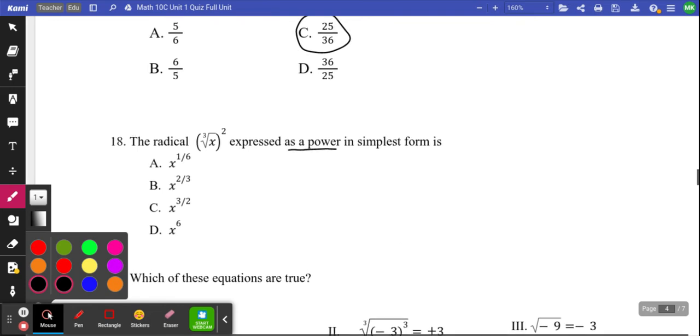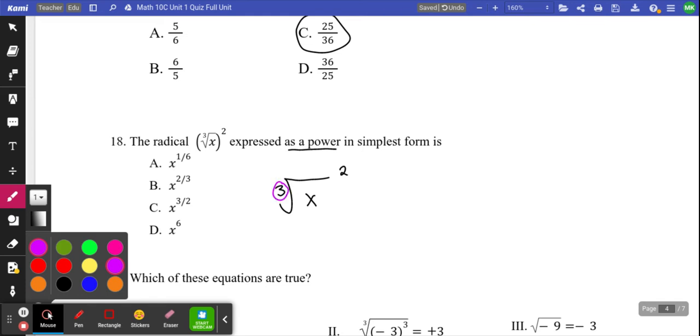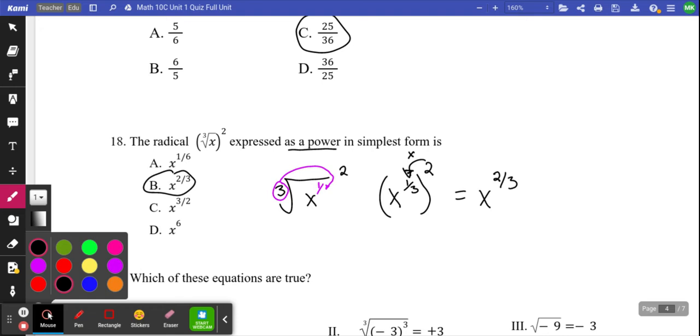This is expressed as a power, so we want to get rid of it. This is the same trick. So you're going to take this, and it's going to become the fraction on your exponent. So if there is no exponent, it would be 1 divided by, and then it goes there. So I now have x to the 1 over 3 squared. That then multiplies, so it becomes x to the power of 2 over 3. B is the answer. The index became the bottom of the fraction in the exponent.